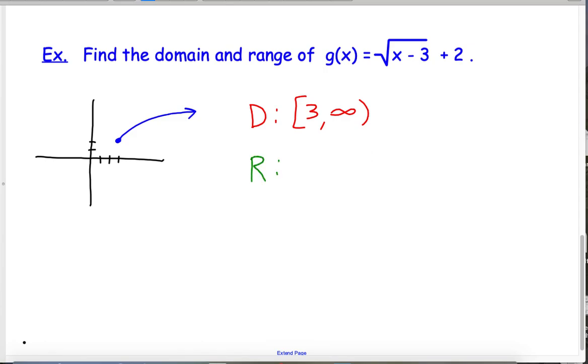The range are all the possible y values. Think of that range finder again. When does it start hitting the graph? It starts hitting it right there at y equals 2. And then even though this curve levels off, it doesn't completely level off. It continues to go a little bit up forever and ever and ever. So it keeps going all the way to infinity. So for our range, it's going from 2 to infinity, and we're including the 2.